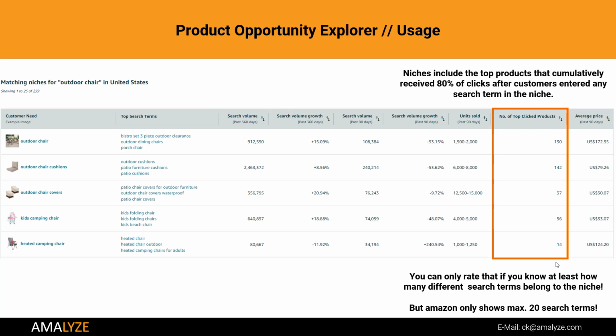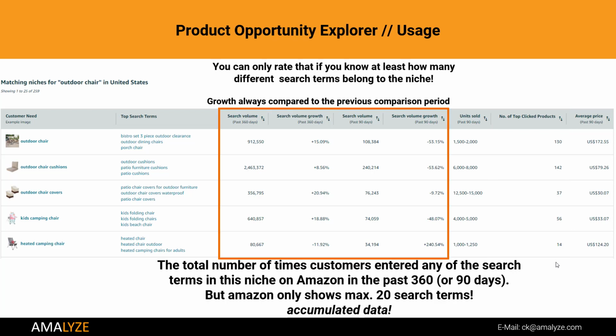About the average price, I think we don't need to talk about that, but we need to talk about the middle part, search volume and search volume growth. From my point of view, of course, it's accumulated data. You can only rate those numbers if you understand how many different search terms are behind that niche, maximum of 20. And the growth is always compared to the previous comparison period. We have talked about it a few slides before. In January, past 360 days means last year, and growth is compared to the year before, so 2020, okay?